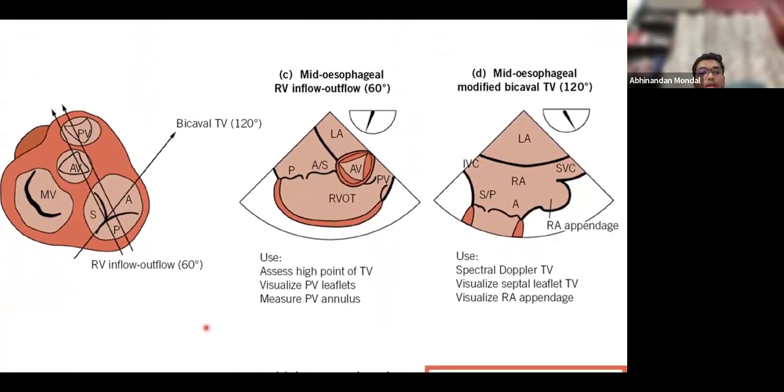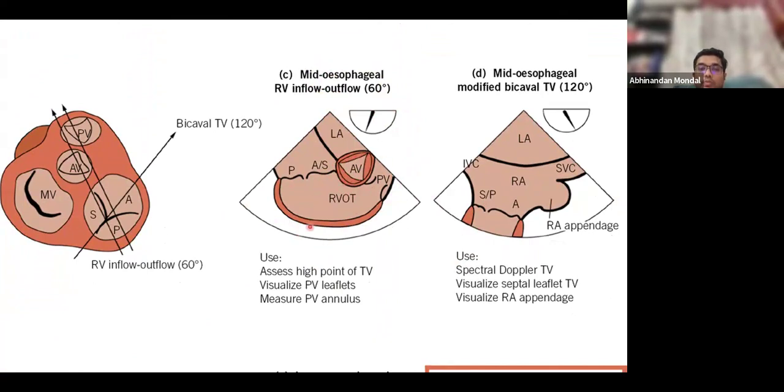Next, this is your mid-esophageal RV inflow-outflow view. This is one of the most important views that you will have to practice. It comes between 60 to 80°, if you forward rotate from your mid-esophageal aortic valve short axis view.